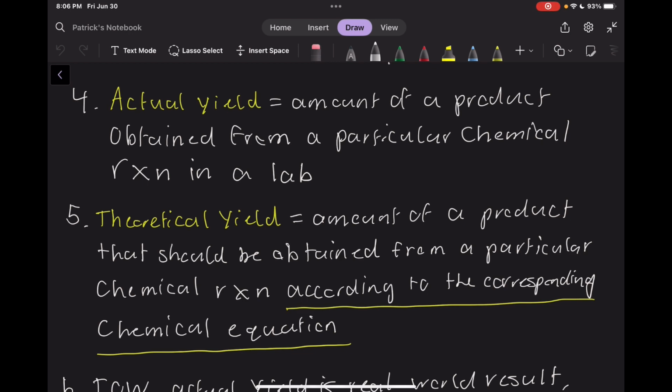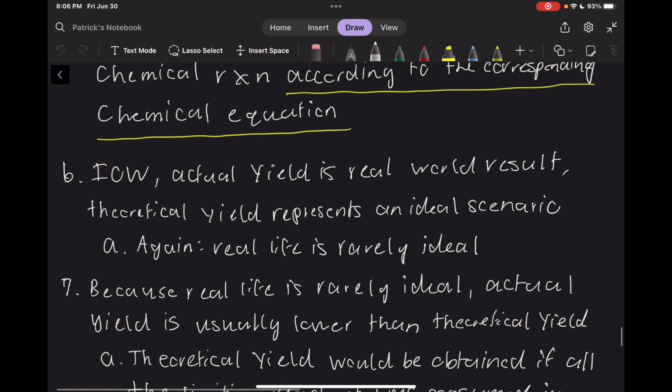In other words, the actual yield represents the real-world result, telling us how much product is actually produced when the reaction is carried out using real chemicals. The theoretical yield tells us how much product would be produced in an ideal scenario. We come back to a common theme here. Real life is rarely ideal. Chemical reactions don't always produce the amount of product their equations say they'll produce.